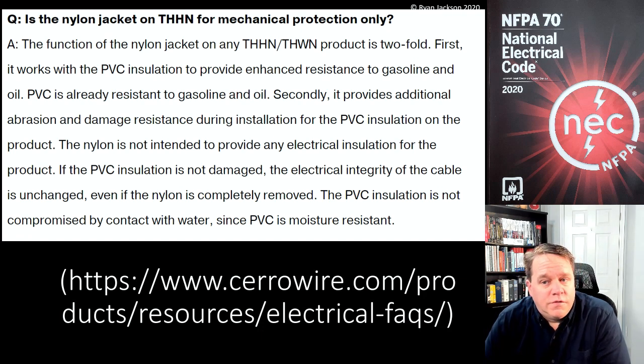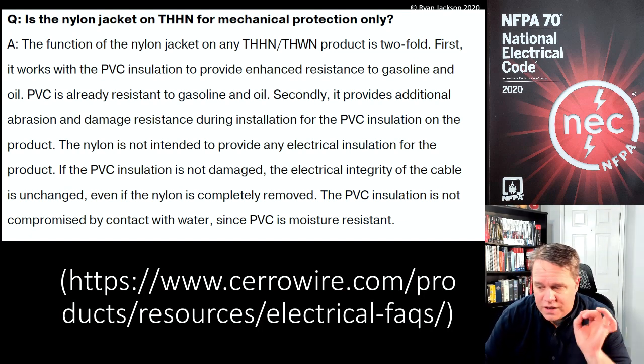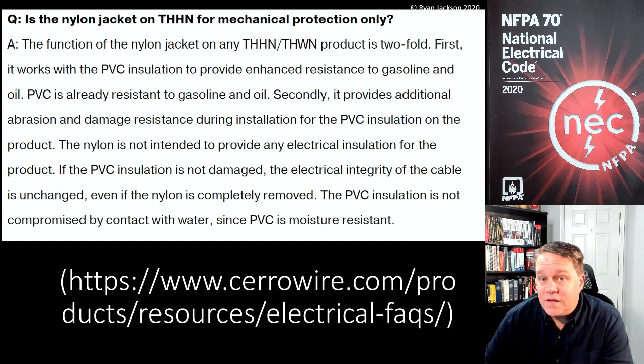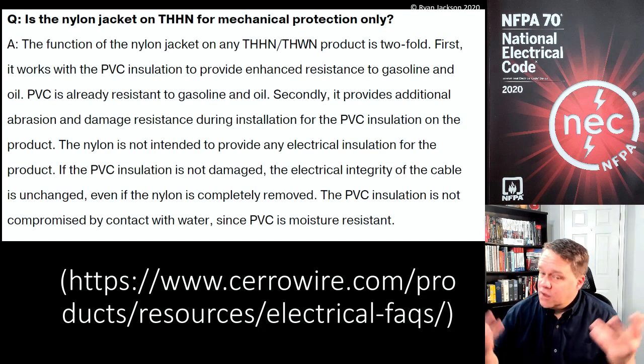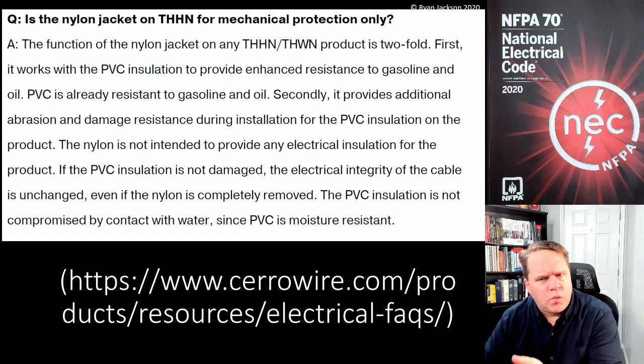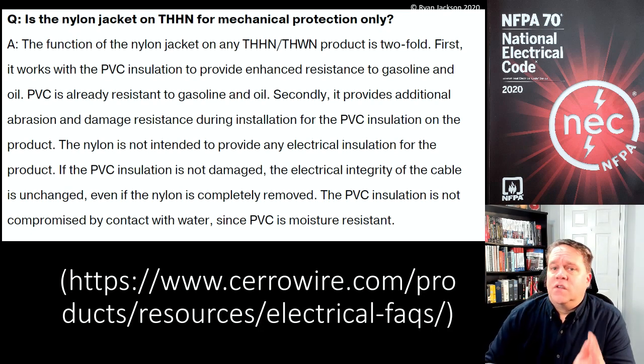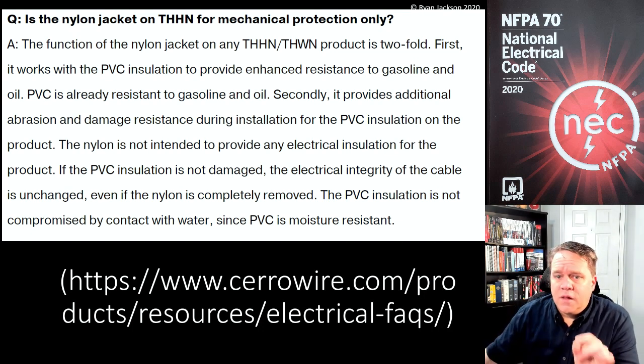THHN/THWN product is twofold. First, it works with the PVC insulation to provide enhanced resistance to gasoline and oil, so that's important. If you're installing this stuff at a gas station or refinery, somewhere where you need resistance to gasoline and oil, you can't break the nylon outer cover. If you go to 501, I think it's 501.25, maybe it's 501.125, that talks about gasoline and oil resistance for conductors in Class 1 locations. So if you need that gasoline and oil resistance, then the nylon jacket is really important. Let's keep reading.